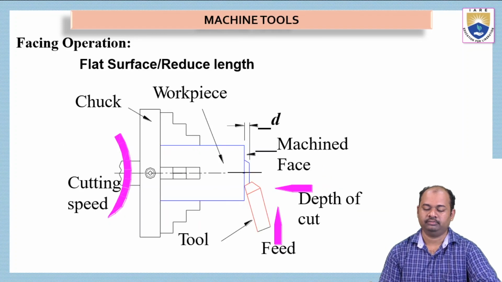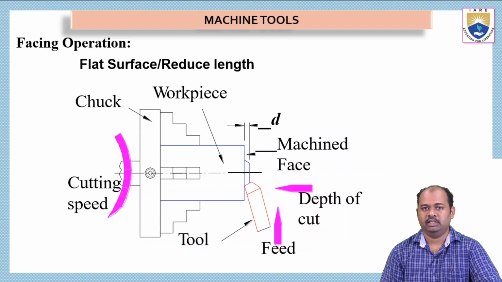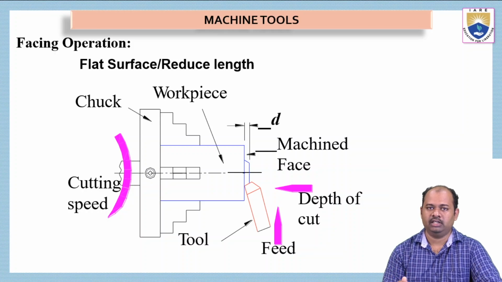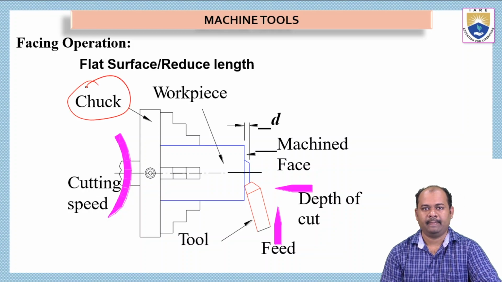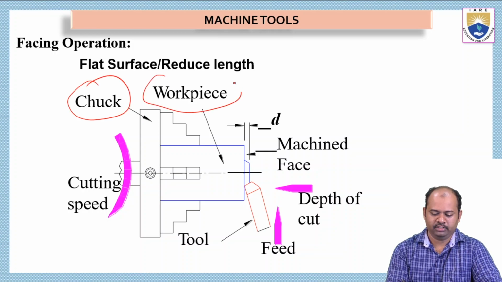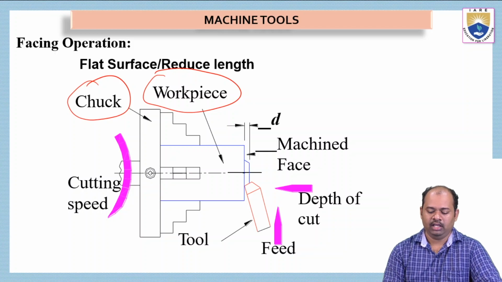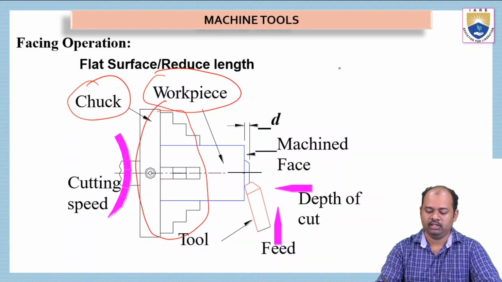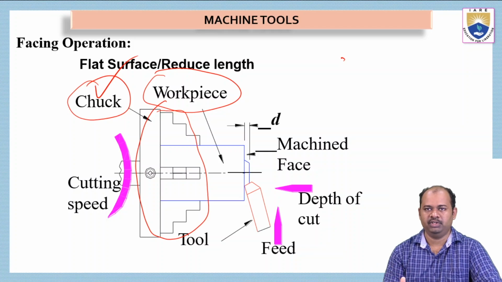Let us see how it works. As we know, the workpiece is attached to the headstock, where it rotates at a higher speed. This is the headstock, and here the chuck is there. Then we have the workpiece, and different cutting speeds can be given by the headstock. This part is called the chuck, which is a workpiece holding device used to hold the workpiece in place.